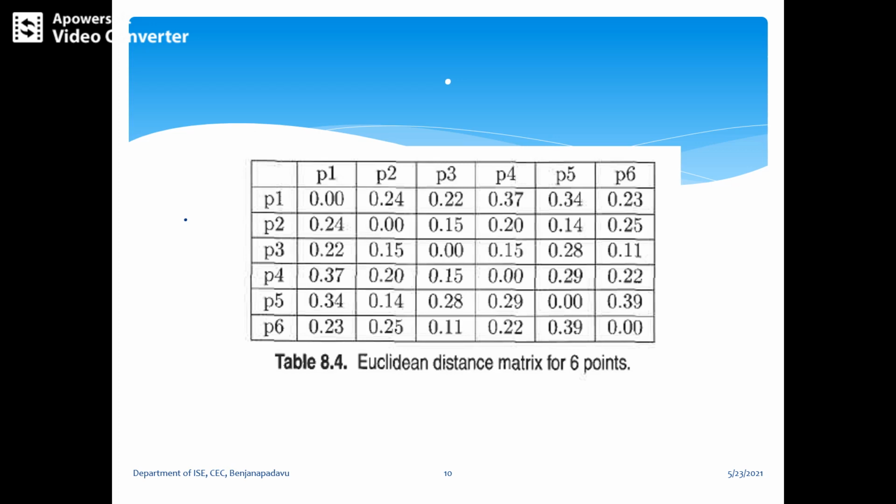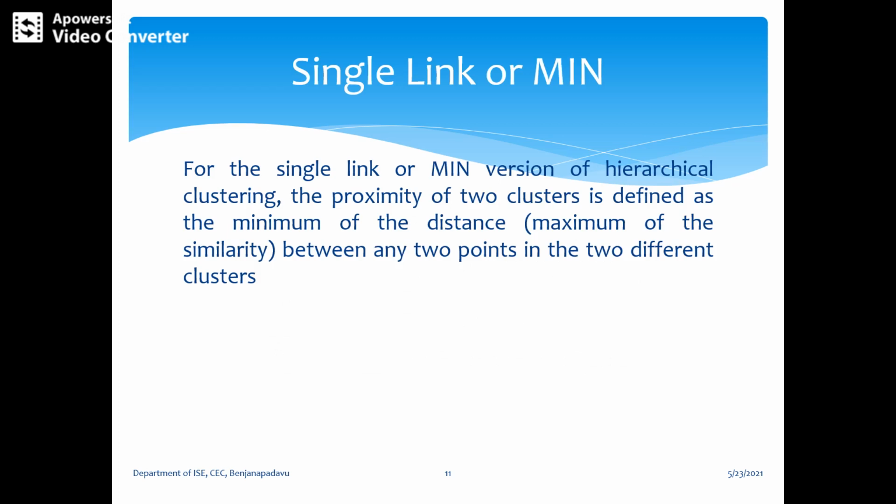So similarly, after that, for P1 to P2, these values, again 0.22. Same here, 0.37, 0.34. So the lower triangular matrix is equal to the upper triangular. Next we are just going to discuss single link, or minimum. Let me discuss this.